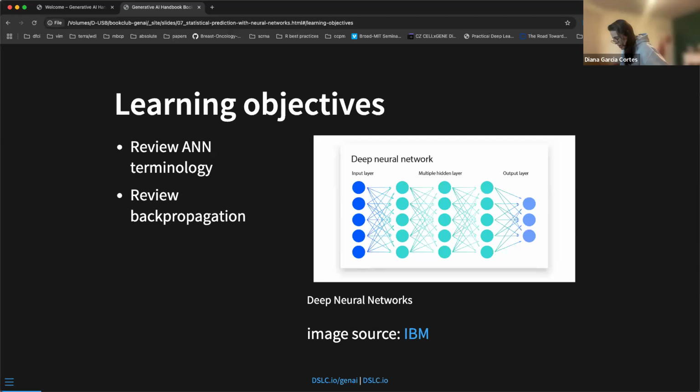First, we're going to study vanilla neural networks. Some of the posts said that this is not the way neural networks are used right now, not even the backpropagation algorithm, but it's still useful to learn the concepts and the basics. So we're going to review some neural network terminology and the backpropagation algorithm.